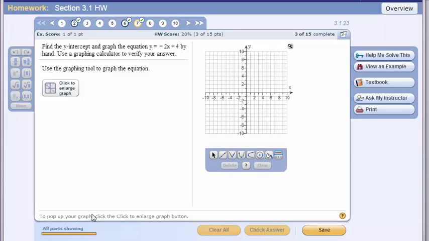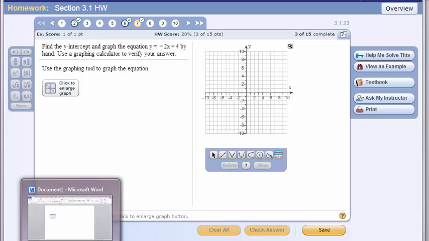This video is going to be about graphing in MyMathLab. In particular, we're looking at section 3.1, question 7. And we're going to graph using a table of ordered pairs for section 3.1 here. So the directions say find the y-intercept, then graph the equation y equals negative 2x plus 4 by hand. Use a calculator to verify your answer.